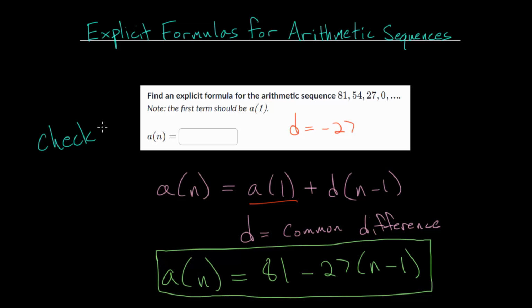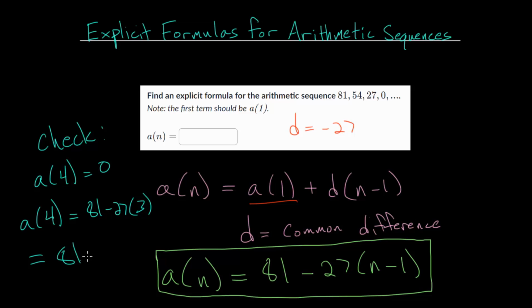So let's check over here, and we know that our fourth term is 0, since that was given to us. But let's check that in our formula. So a of 4 would be 81 minus 27 times 4 minus 1, which is 3. So if we multiply minus 27 times 3, that would be minus 81, and that is 0. So our check worked, and so that helps us feel confident that this formula is indeed correct.